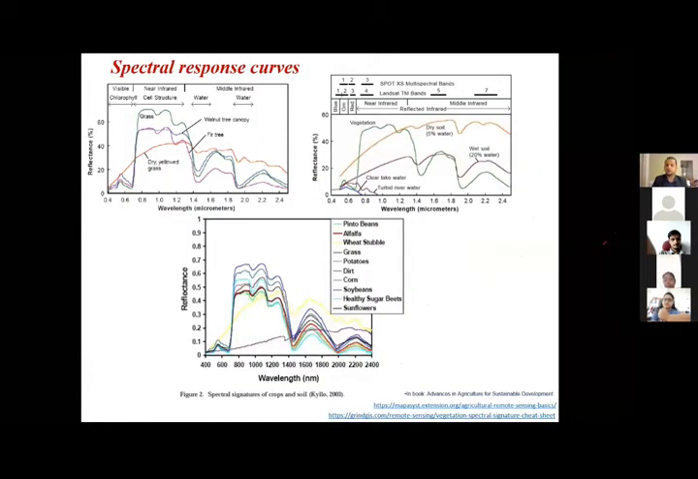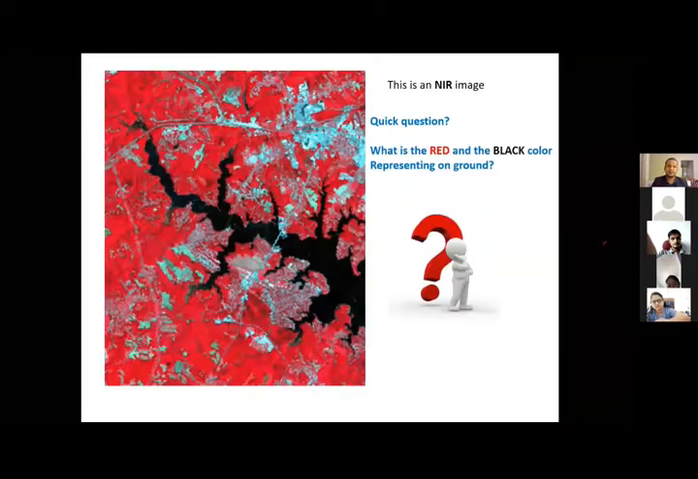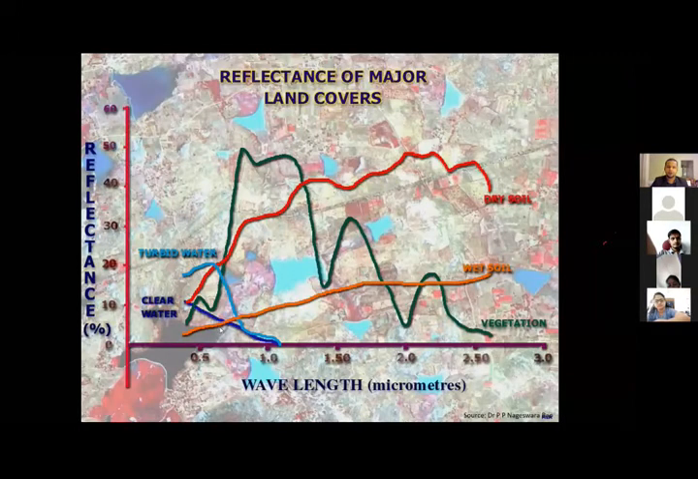Okay, so we are quite familiar now with spectral response curve. So what is spectral response curve? It is nothing but the reflectance versus the wavelength of different materials. So let us see, if we go to this slide, these are typical to clear water, typical to vegetation, or typical to dry soil or turbid water, but it can vary with a little difference.